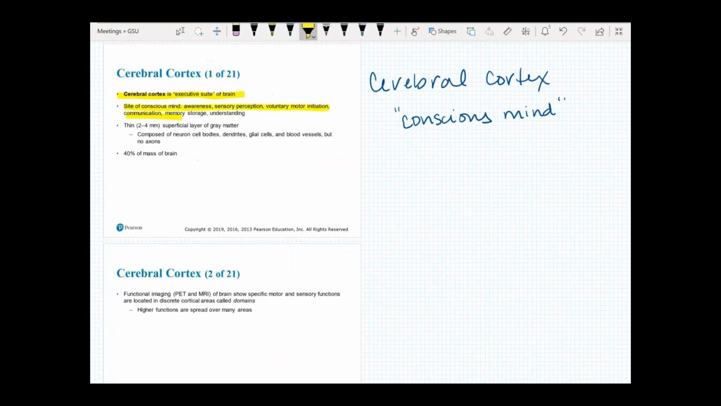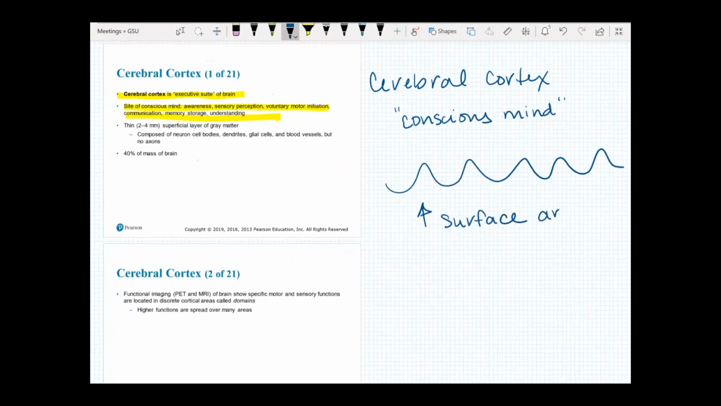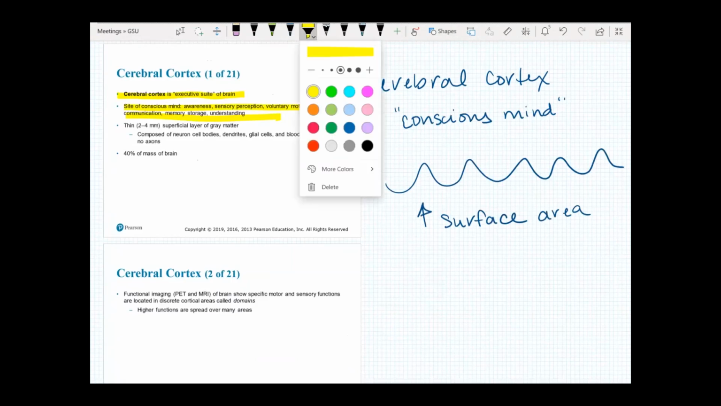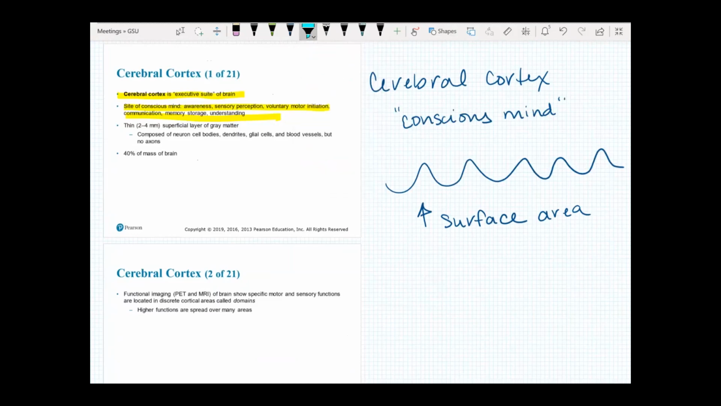So that's important. It is a thin, superficial layer of gray matter, only about 2 to 4 millimeters thick. Remember, our cerebral cortex is all folded, and the reason it's folded is that it increases the surface area. So when we say it's a very superficial layer of gray matter, essentially just that top itty bitty part right here is only this 4 millimeter maximum measurement. So it can be very, very small.